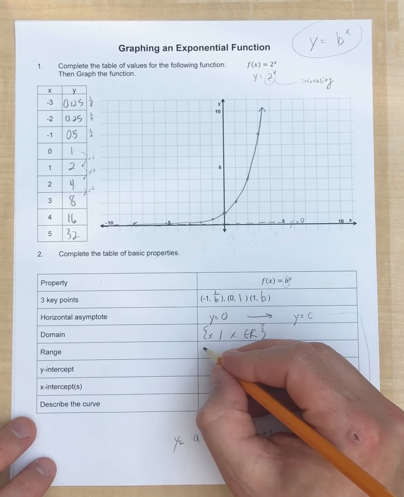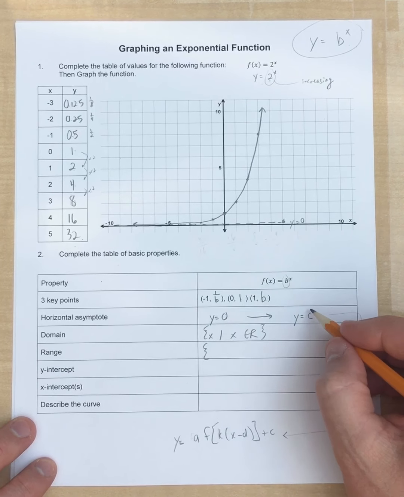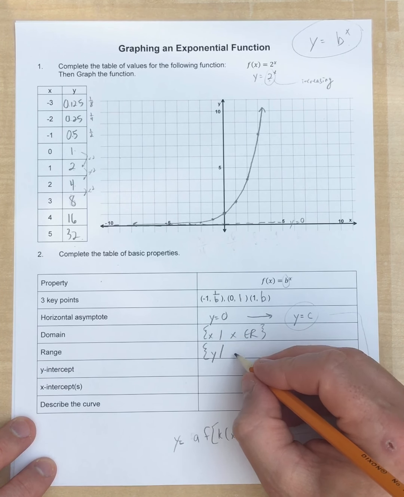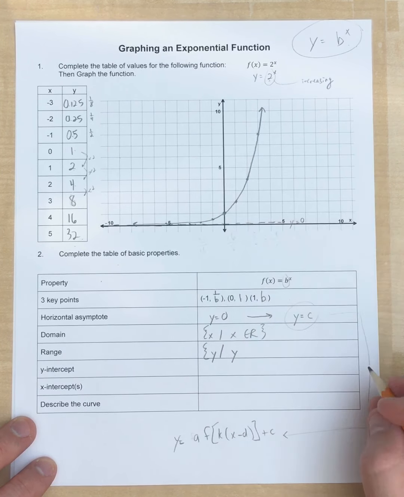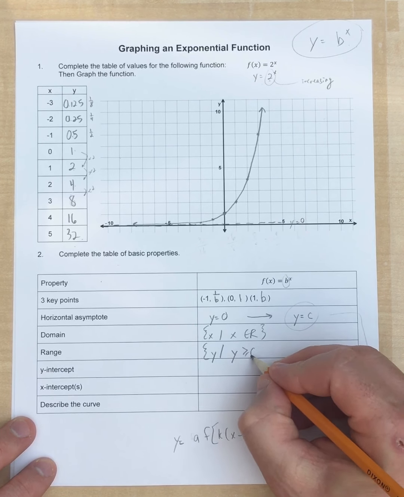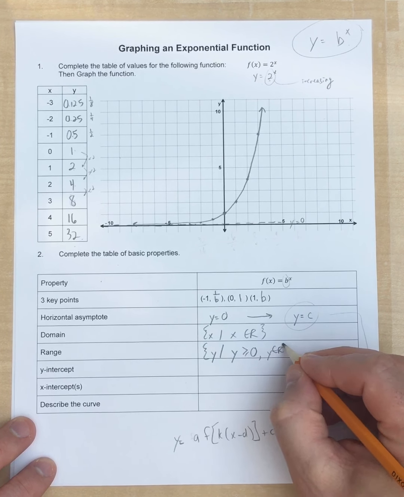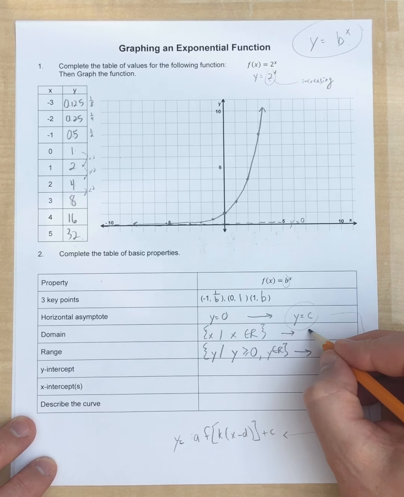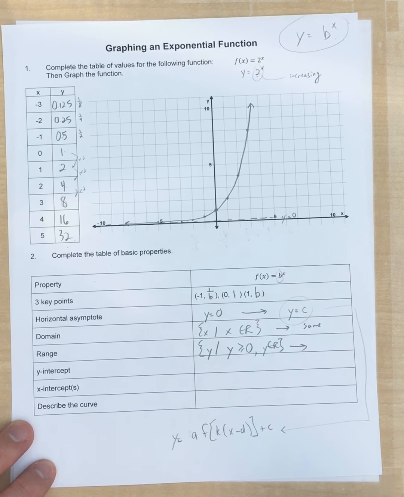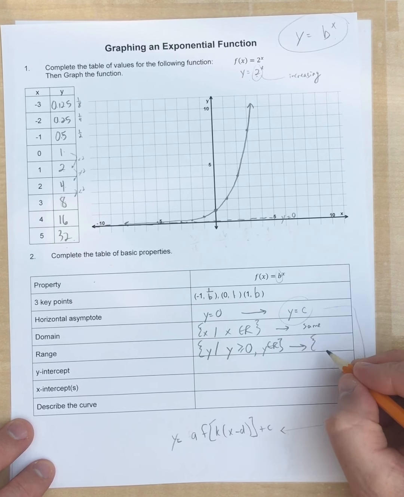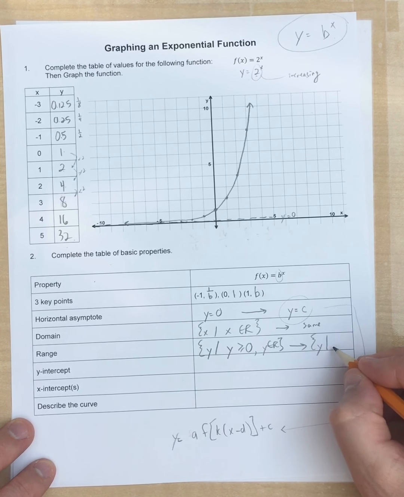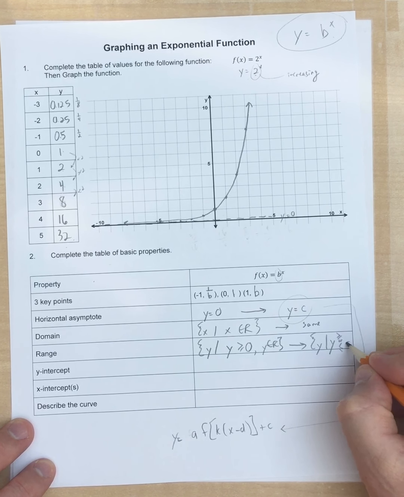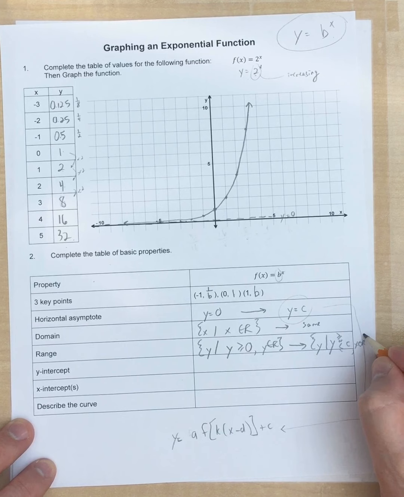Range is a bit different of a story. The range is entirely created by our c value. It's created by this asymptote. Now, for y is equal to b to the x, it's going to be y greater than 0. But in general, for the range, it's going to be y such that, now it does depend, y is either going to be greater than or equal to, or less than or equal to, whatever our c value is.